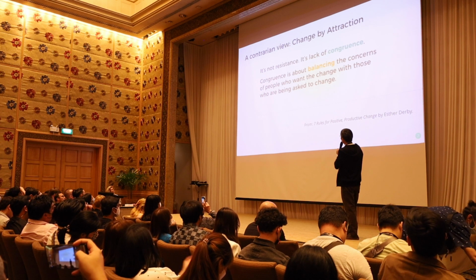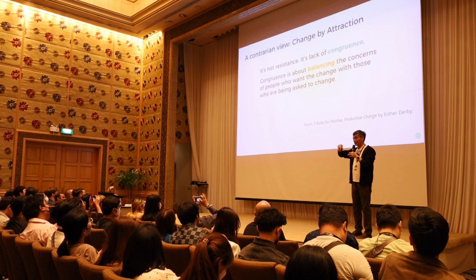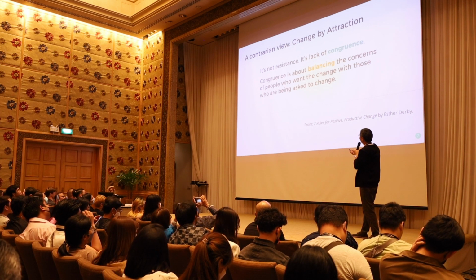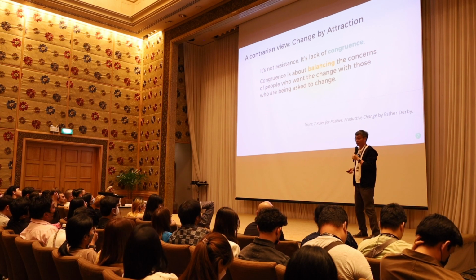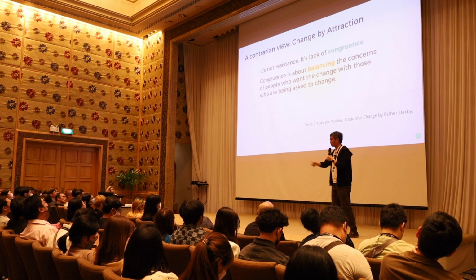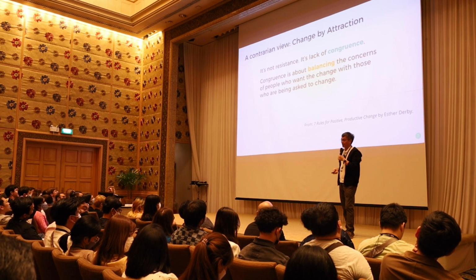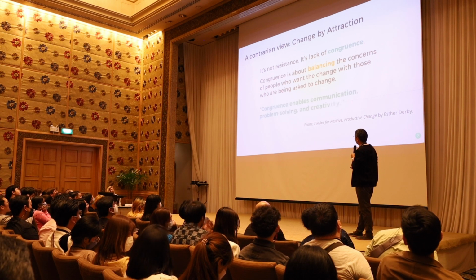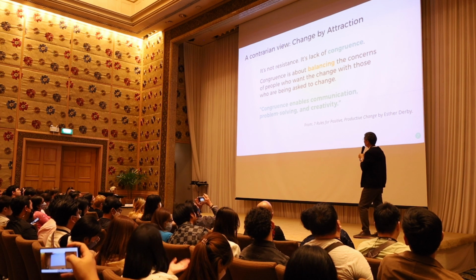So here, congruence is about balancing the concerns of people who want the change. So that could be us as Agile coaches and Scrum Masters and product owners, right? Who want the change, balance it with those who are being asked to change. Because if the roles were reversed, if you were being asked to change back to waterfall, you're going to resist. Right? Oh, some of you are laughing, but yes, right? So congruence enables communication, problem solving, and creativity.